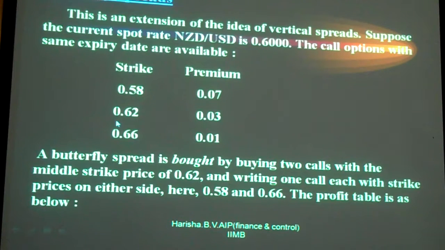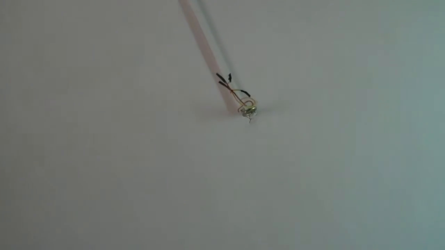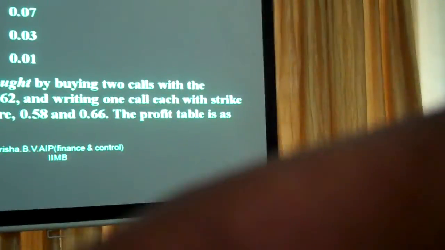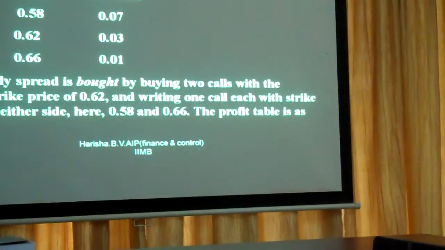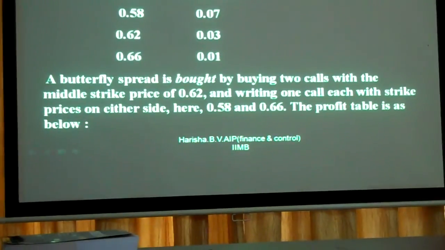See, the strike prices are there in such a way that from 0.62 to 0.58 the gap is 0.04. From 0.62 to 0.66 there is 0.04. So 0.62 is like a middle one. There is one above, one below in the same proportion. Right? So if you find this type of numbers, then we can get into a butterfly spread.